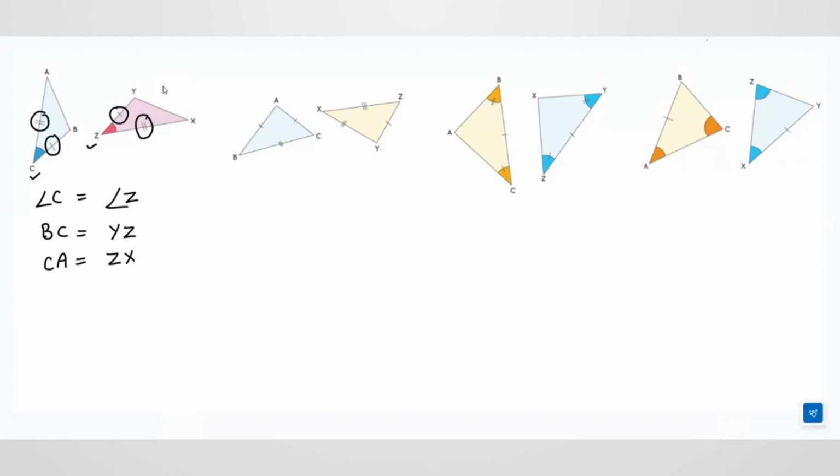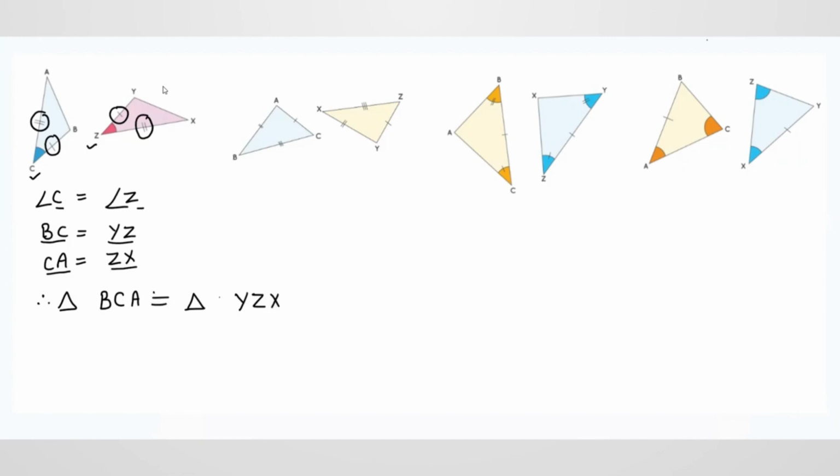Now we have to write down which two triangles are congruent depending on these criteria. So we can write down here triangle, this side also triangle. So C and Z. So this side we write on C. This side we write on Z. Then we have BC. We write on BC together is equals to YZ. So we write on YZ together. Then CA. After C, we will use A is equals to ZX. So Z and X will go together.